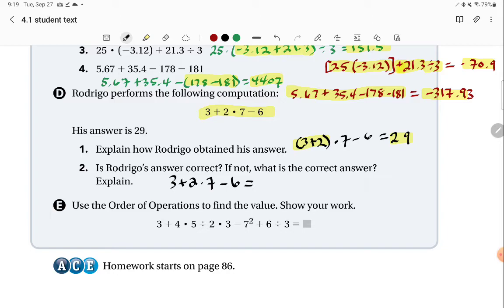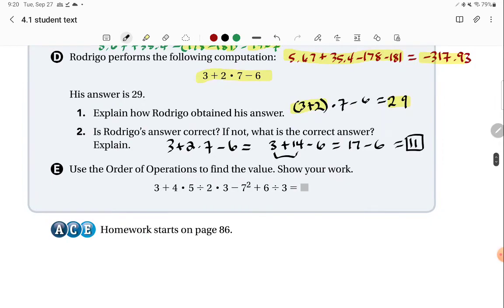So if you tried this, you notice you have to do the 2 times 7 first. So it would be 3 plus 14 minus 6 on this one, and then it's going to be 17 minus 6, because then you would add or subtract left to right, and he should have gotten 11 if he would have done it correctly.